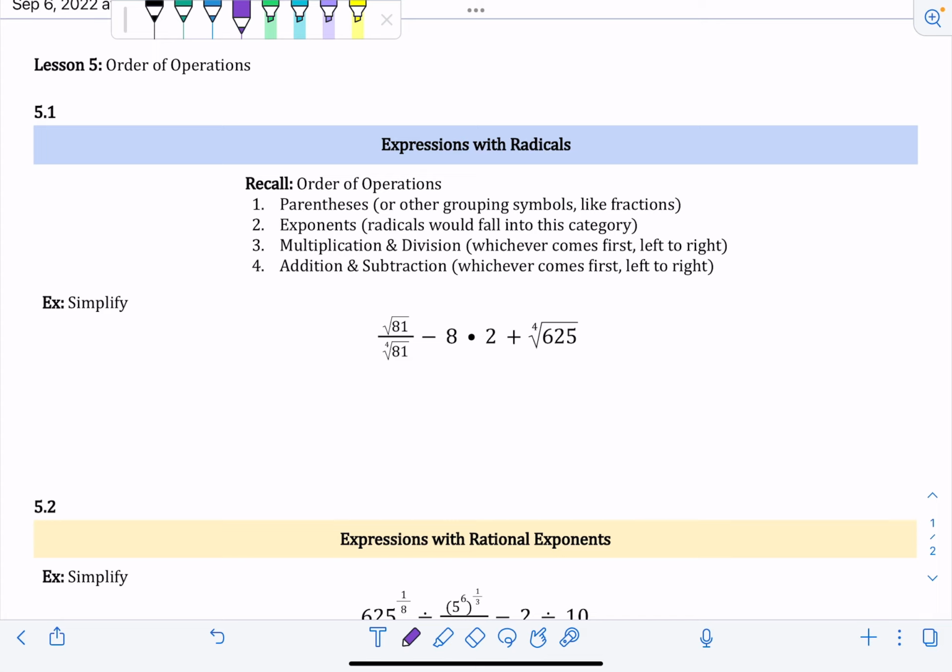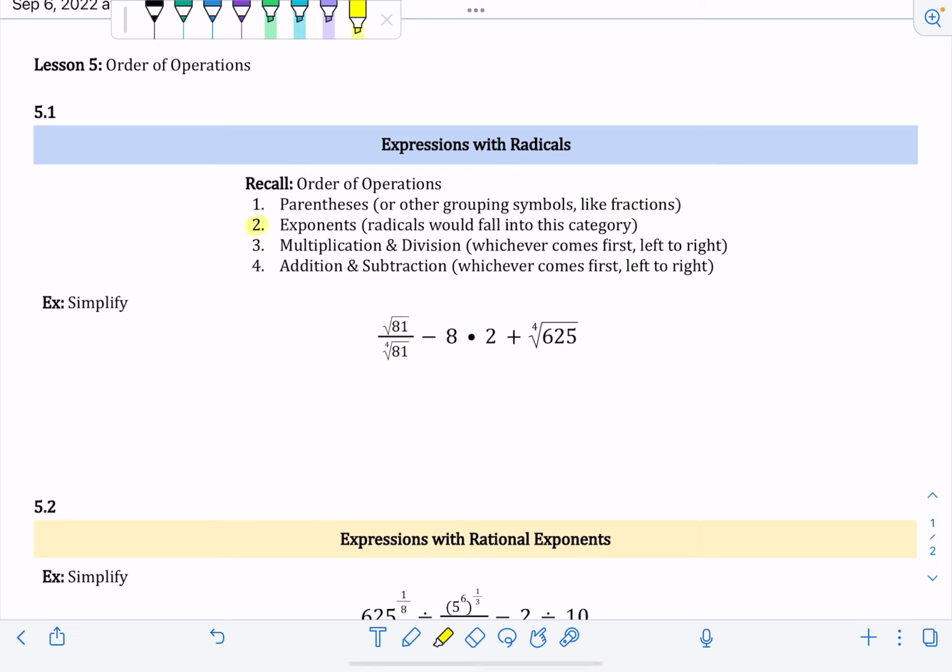So 5.1 is expressions with radicals. We're going to be using order of operations today, which is PEMDAS, or Please Excuse My Dear Aunt Sally, the way we usually remember it. The first step is parentheses or other grouping symbols, which can be fractions. For example, in number 1 there's a fraction, which we would consider a grouping symbol because it's arranging them together. So that would go with step 1.